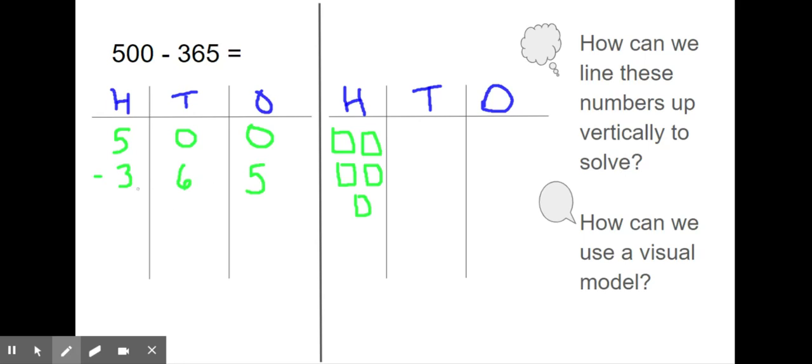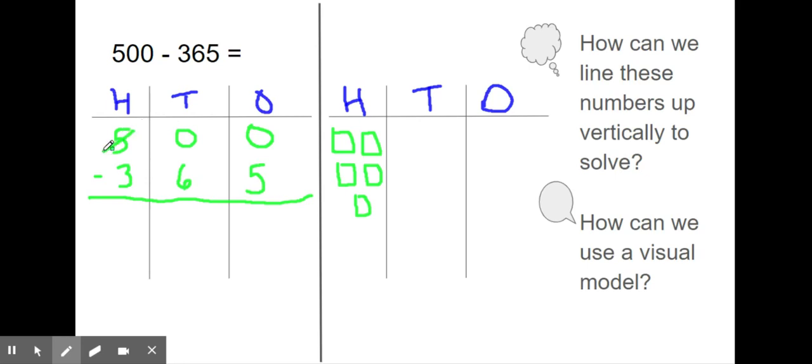So I'm going to go ahead and solve it vertically first. So 0 take away 5. I can't do that, right? If I have nothing, I can't take 5 away. So let me go next door to my tens. I don't have any tens either, so I can't unbundle a 10 when I don't have any tens. So now I'm moving on to my hundreds, okay?